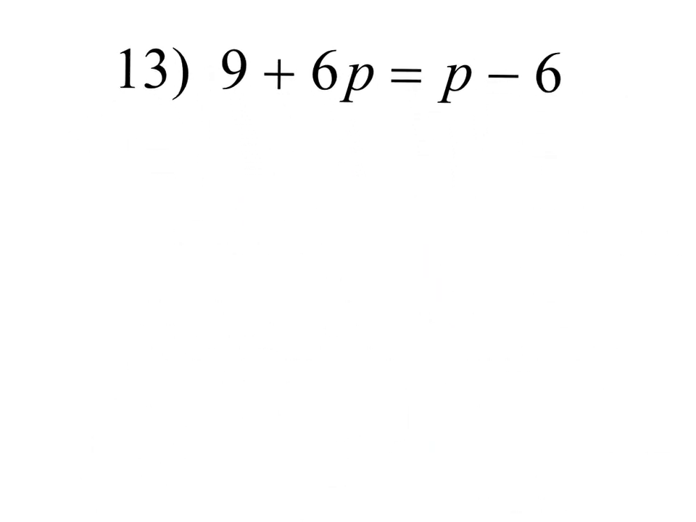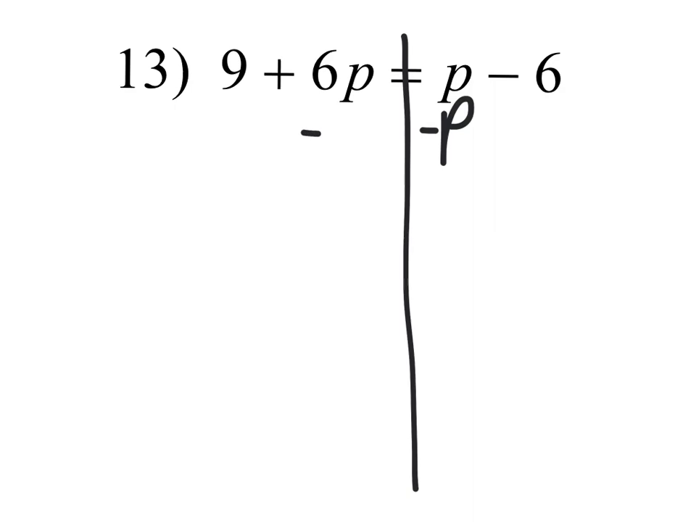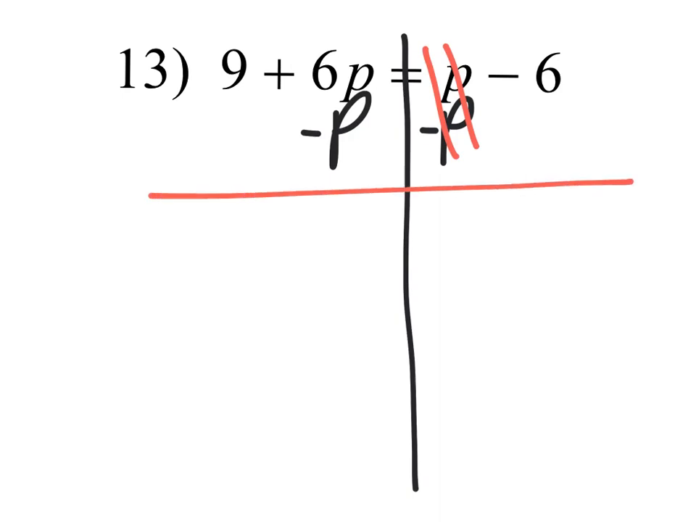Number 13, draw my line. Between 6p and p, or just 1p, p by itself is the smaller number. So I want to move that. Minus p on both sides because I'm keeping this balanced. These will cancel out. And now on the right side, I'm going to bring this straight down. So I have negative 6.